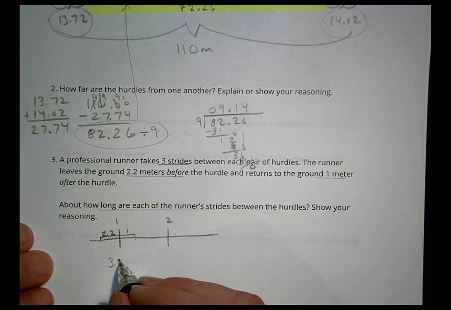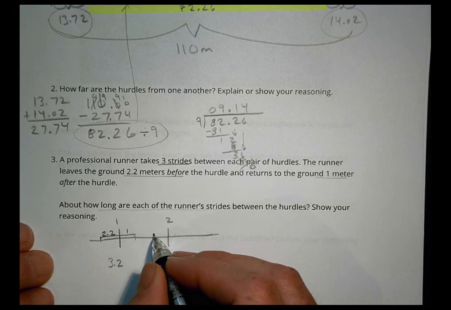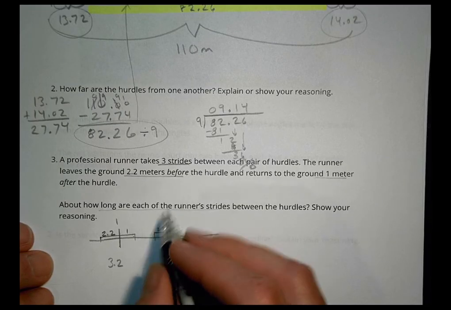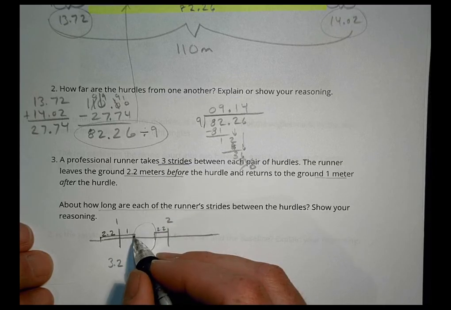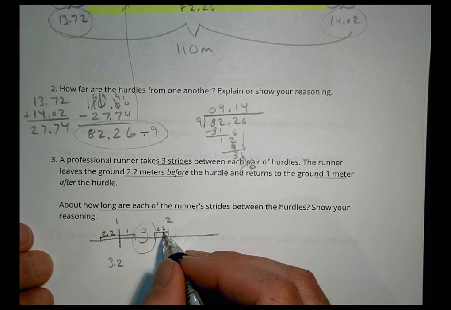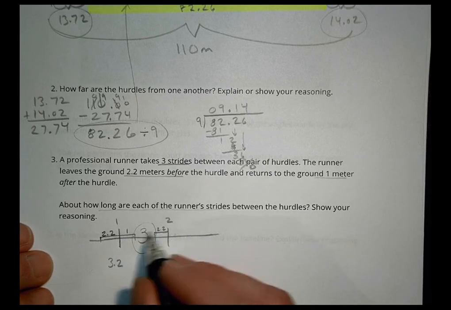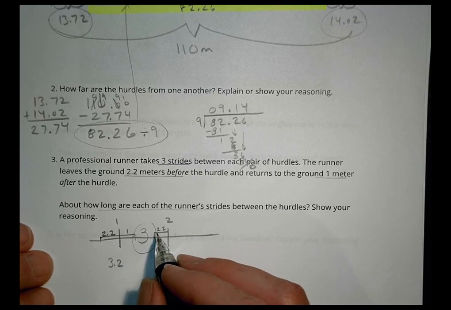They're in the air, which means that if he's going to the next spot, this is a 2.2 as well, so it leaves this space for the running, right? Landing 1 meter in, takes 3 strides, and then jumps with 2.2 over. So there's a total of 3.2 of this distance between hurdles that the person is actually in the air.